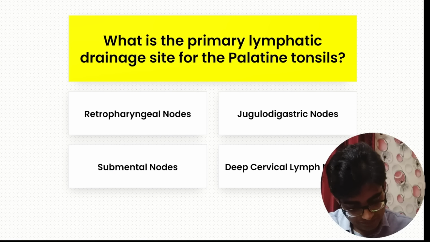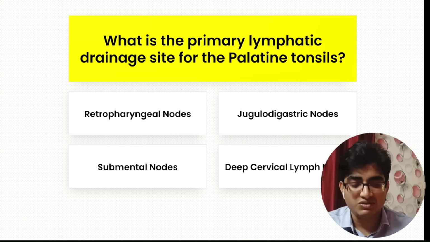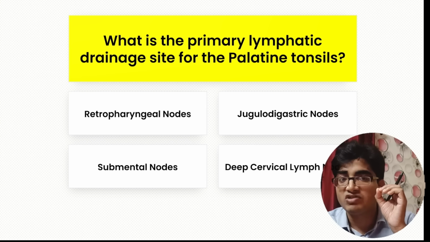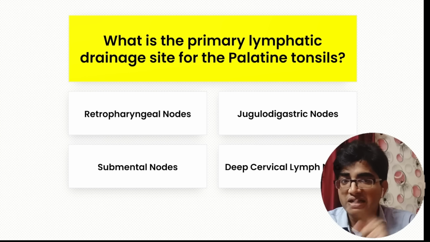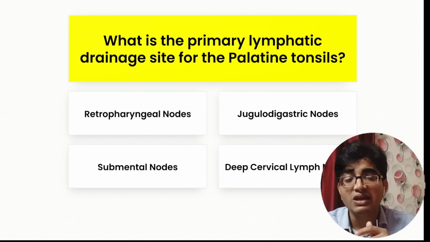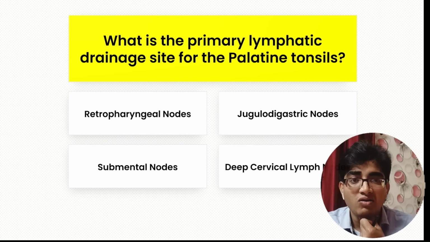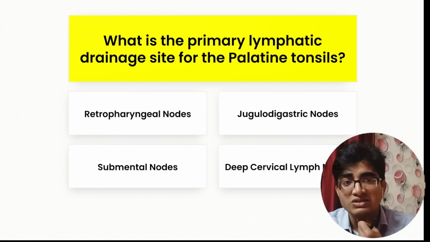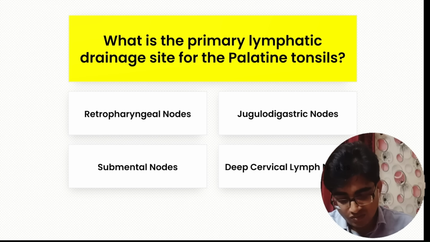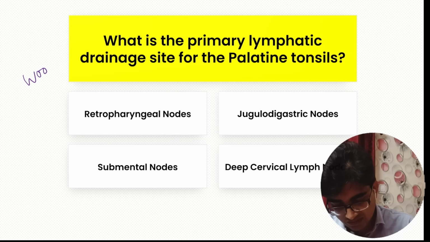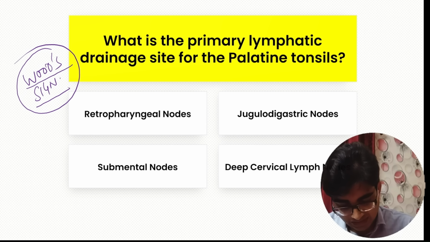Next, what is the primary lymphatic drainage of the palatine tonsils? I have mentioned the point that the primary lymphatic drainage of the palatine tonsils are the jugulodigastric nodes, which are enlarged and tender in a case of chronic tonsillitis, and the sign is known as Wood's sign, correct? So that is jugulodigastric nodes.